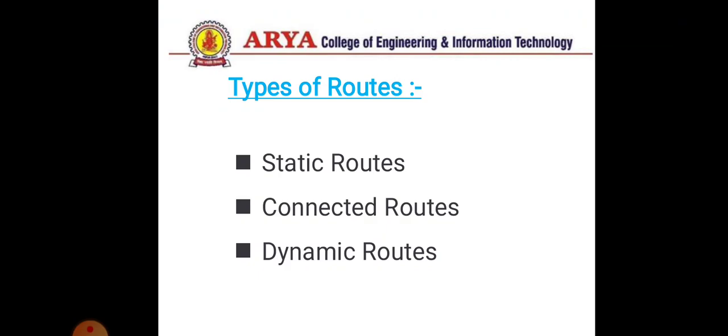Types of routes. Here we have three types. First is static routes, second is connected routes, and third is dynamic routes. So first we will discuss static routes. What are static routes? Static routes are configured manually. The network administrator must add and delete static routes to reflect any network topology changes. In a large network, the manual maintenance of routing tables could require a lot of administrative time.